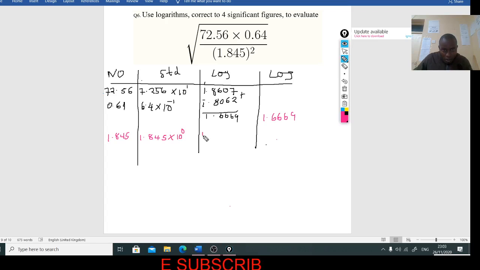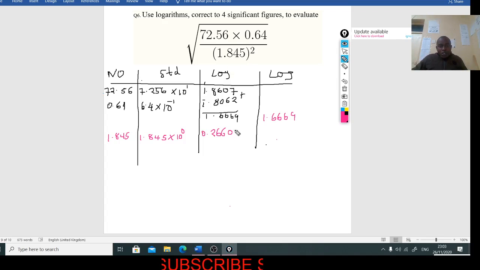So the logarithm starts with 0 point. I read the logarithm of 1.845 from the table: 1.84, and then 5 on the other side you add. You'll find it to be 0.2660. Then there is a square.